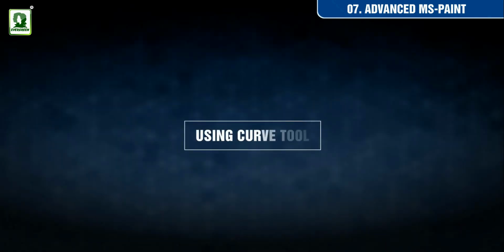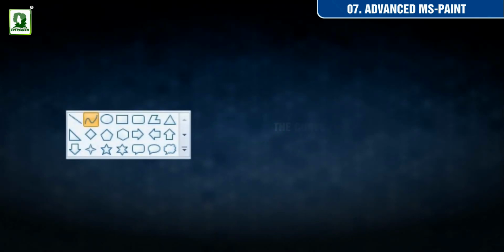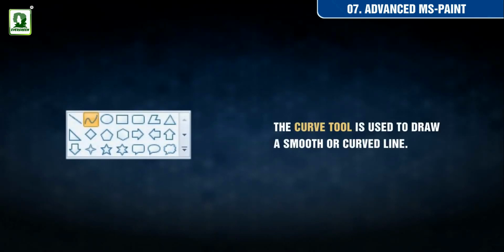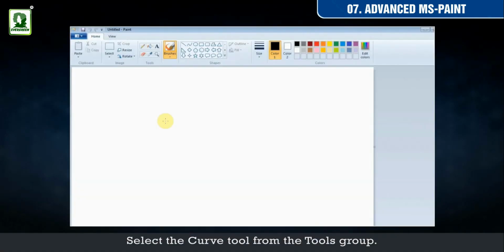Using Curve Tool. The Curve tool is used to draw a smooth or curved line. Select the Curve tool from the Tools group. Select any color from Colors group. Select the thickness for the curve.